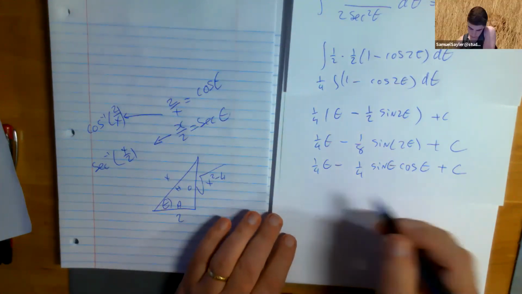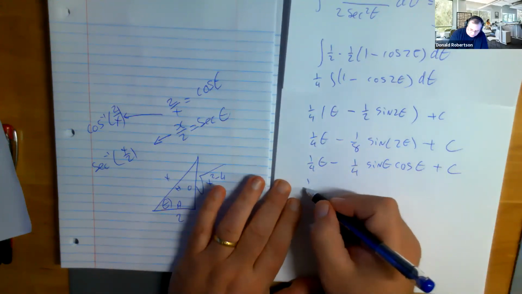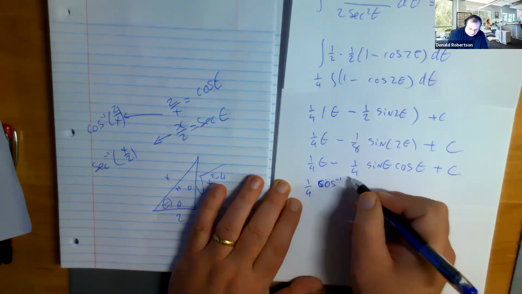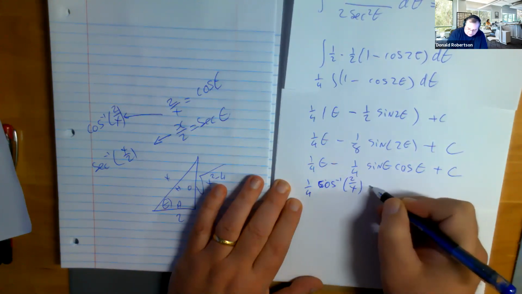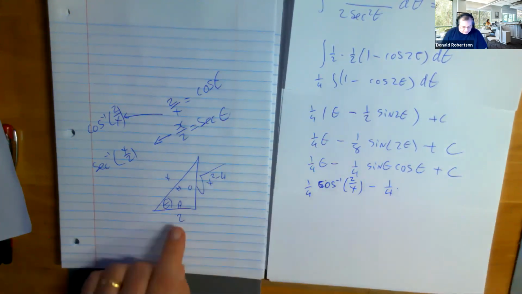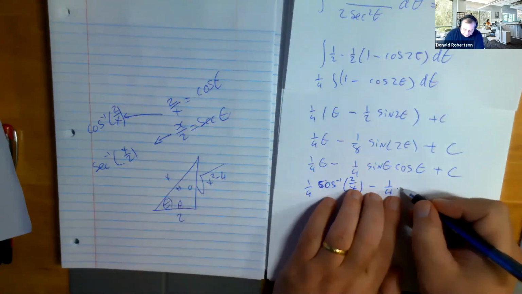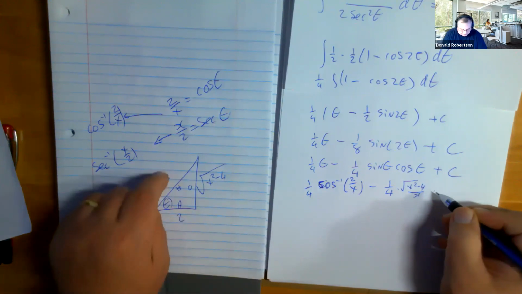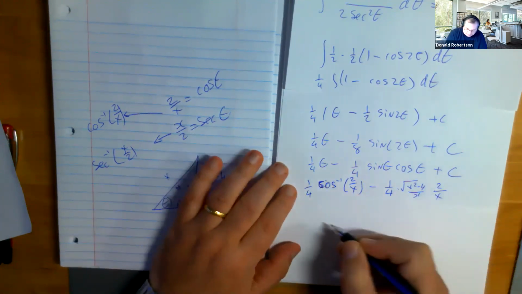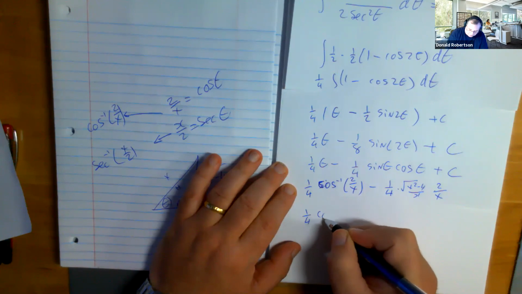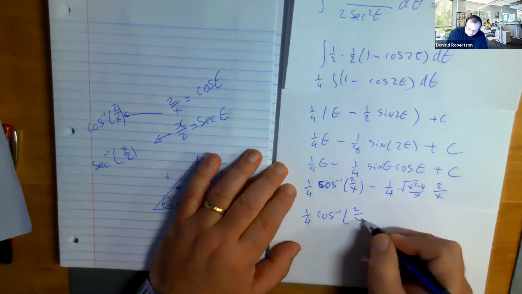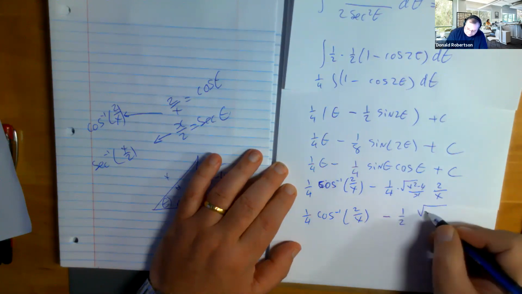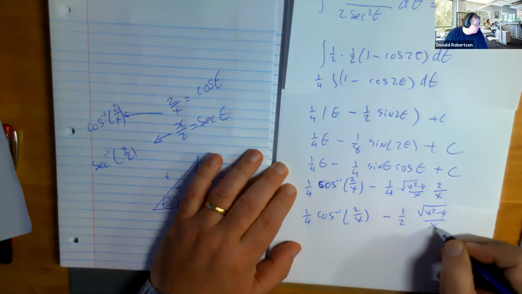I used the inverse cosine of 2 over x. Okay, so 1/4 inverse cosine of 2 over x. Take away 1/4. The sine is that over that. And the cosine is that over that. So I have 1/4 inverse cosine of 2 over x, take away 1/2 the square root of x squared minus 4 over x squared.